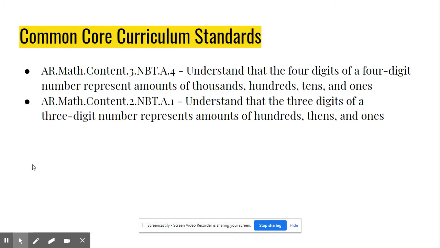The lesson follows along with these Common Core curriculum standards, which I believe are 2nd and 3rd grade standards. So it's a little bit below their level, but this is just kind of their moment to get caught back up to where they should be.